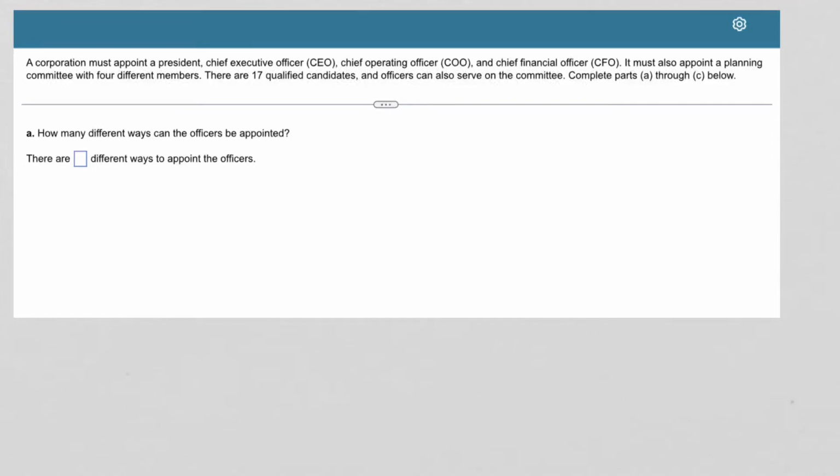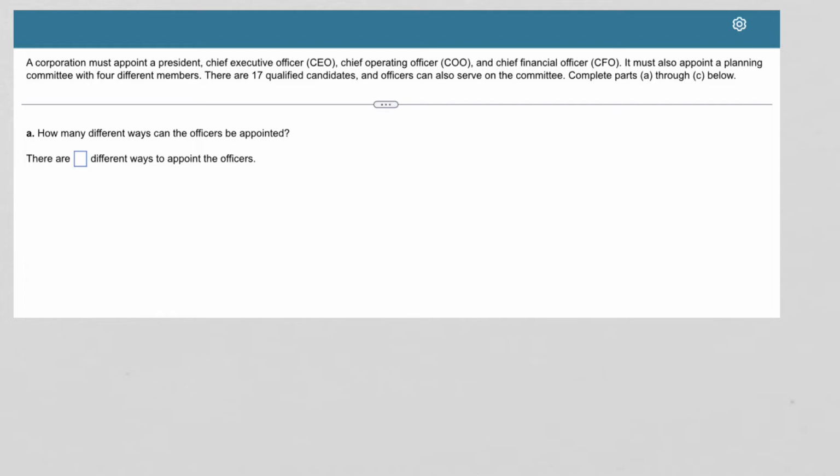In this problem, it says that a corporation must appoint a president, chief executive officer, chief operating officer, and chief financial officer. It must also appoint a planning committee with 4 different members. There are 17 qualified candidates, and the officers can also serve on the committee, and we want to complete the 3 parts. So the first part is just how many different ways can the officers be appointed?